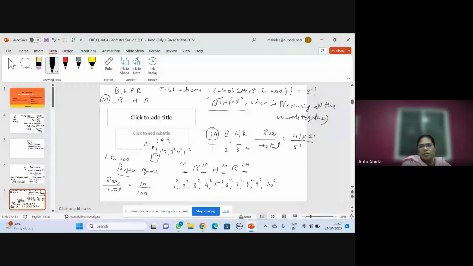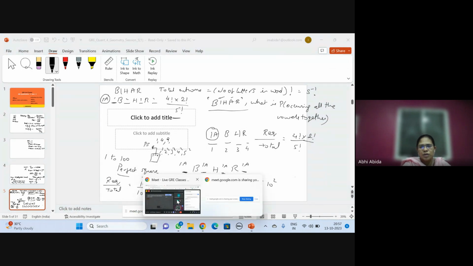I will make a blank space: 1 chance, 2 chances, 3 chances, or 4 chances, so 4 possibilities. So 4 factorial, into the number of ways the letters can be arranged within the tied pair: 2 letters, so 2 factorial. So 4 factorial into 2 factorial divided by 5 factorial will be the final answer. If you solve this, you'll get the answer. I hope you understood the concept.